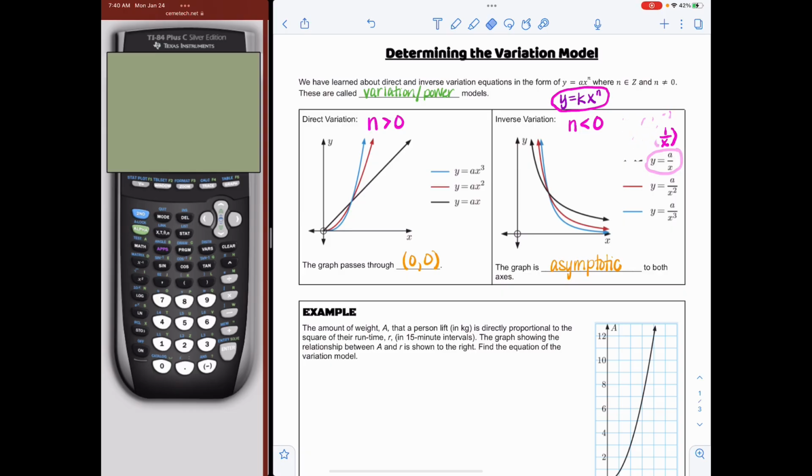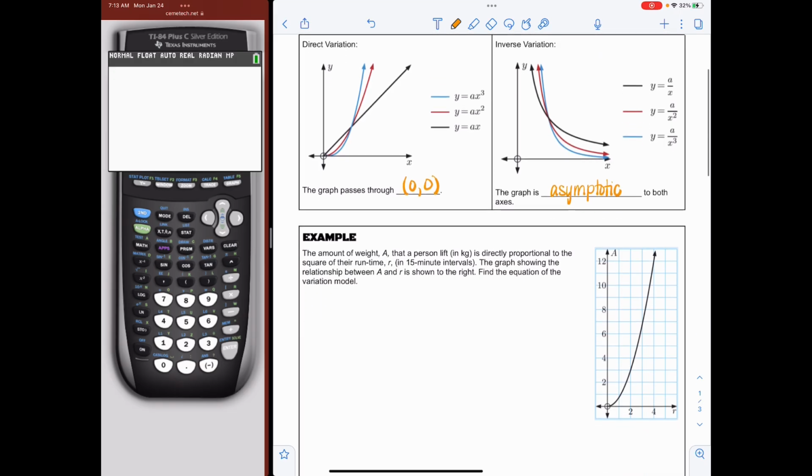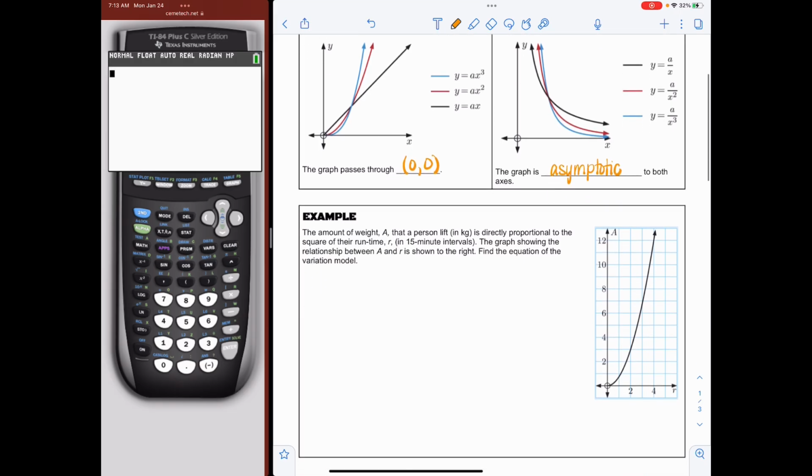All right, so just remember, direct variation means the exponent is positive. Inverse variation means your exponent will be negative. So let's look at an example here. It says the amount of weight A that a person lifts in kilograms is directly proportional to the square of their runtime R in 15-minute intervals. The graph showing the relationship between A and R is shown to the right. Find the equation of the variation model.